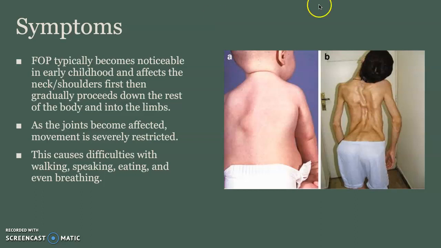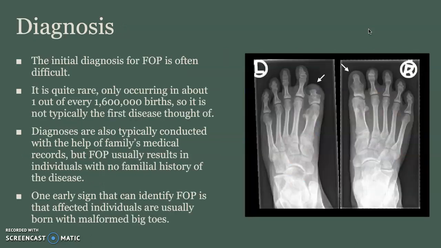And on the right here, you can see an image of what the disease looks like whenever it first starts to form in a really young child. And then on the other side, you can see that the disease has progressed in a little bit older of a child.